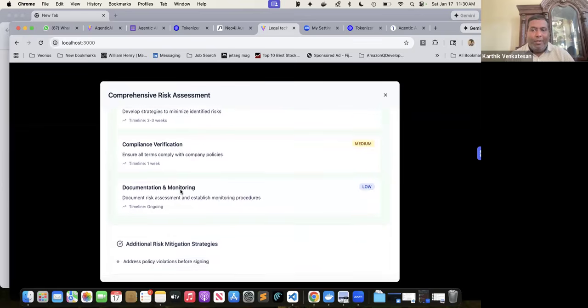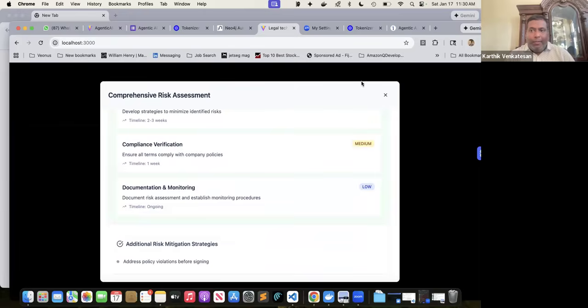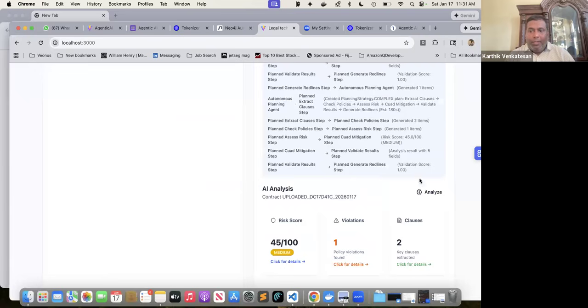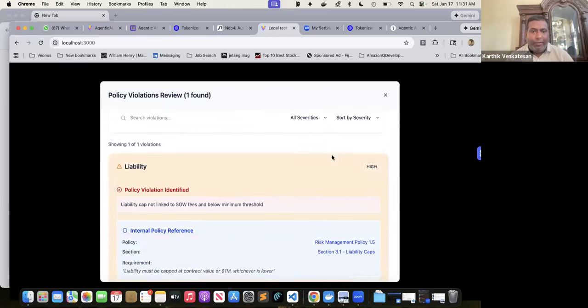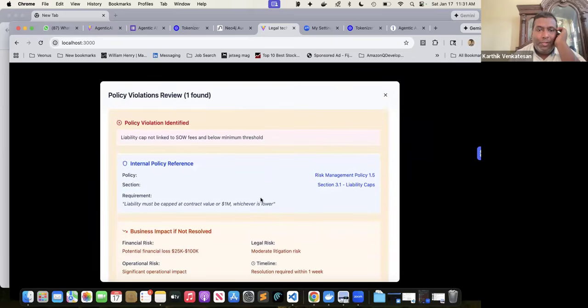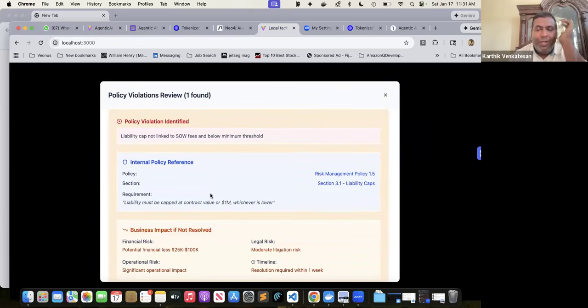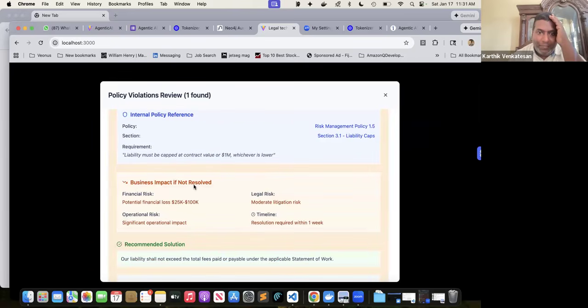Compliance verification, document monitoring. And then what are the violations compared to internal policy documents you have? And what is the impact? That is very important, right? Liability cap not linked to SOW fees and minimum threshold. What is the internal policy reference? So there is no hallucination. You can double check. And what is the business impact if not resolved? Potential financial loss.